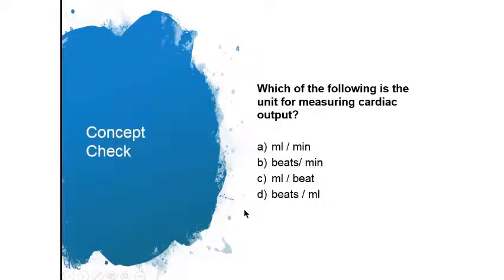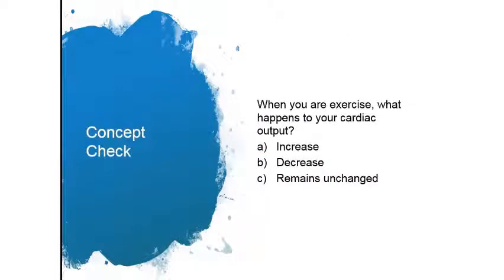So some more questions for you to try. All right, pause the video and give it a go before you look at the answers. Which of the following is the unit for measuring cardiac output? And the answer for that would be milliliters per minute. Okay, so cardiac output is heart rate, which is beats per minute, times stroke volume, which is milliliters per beat.